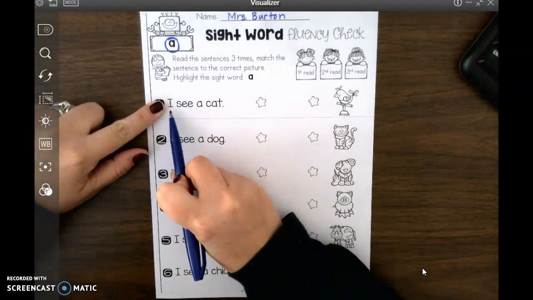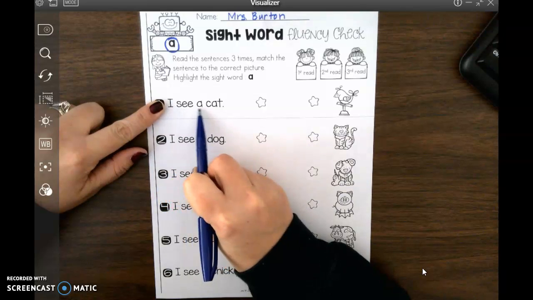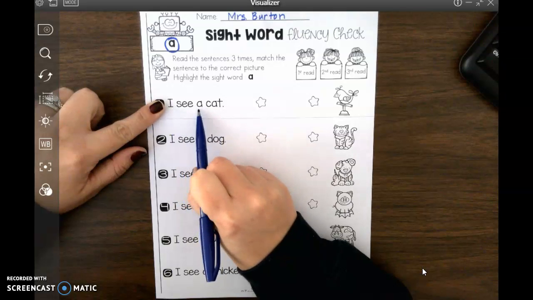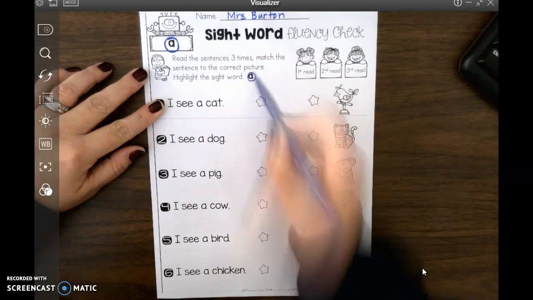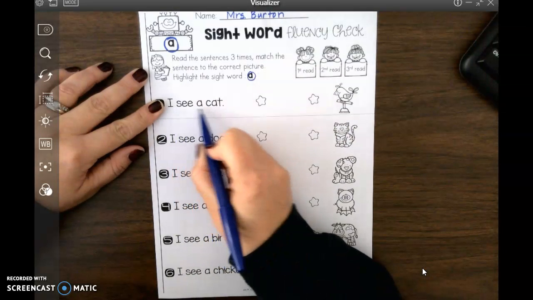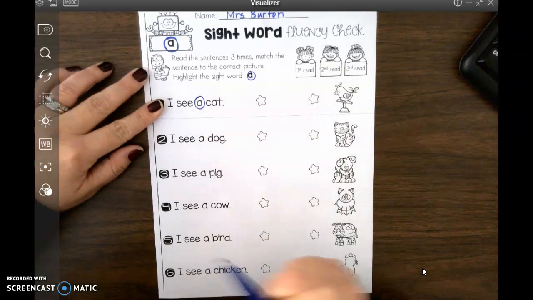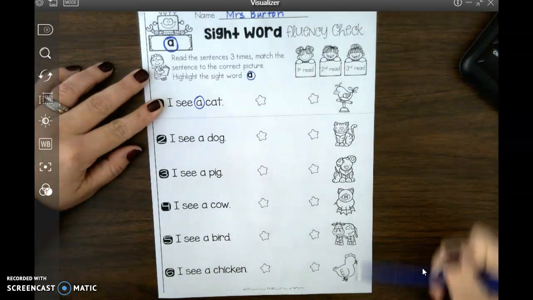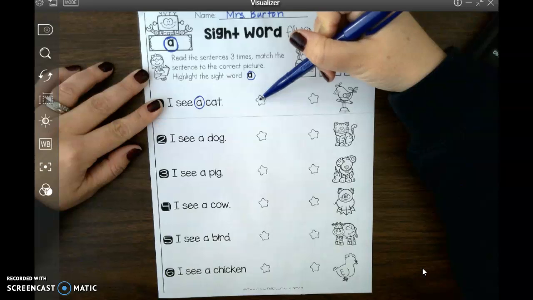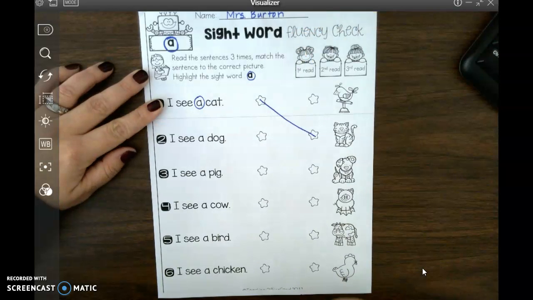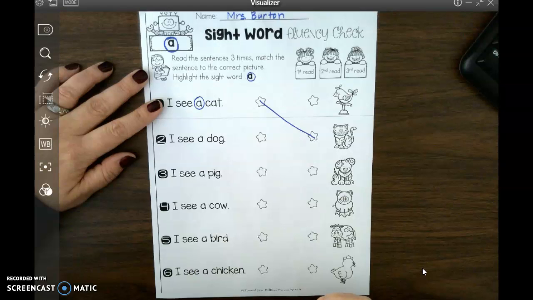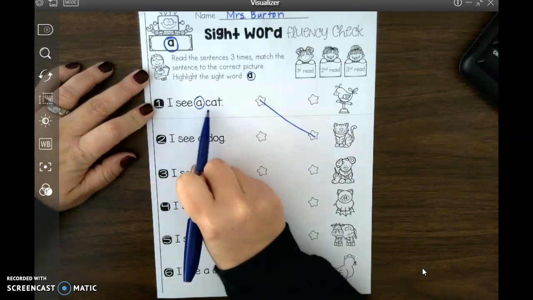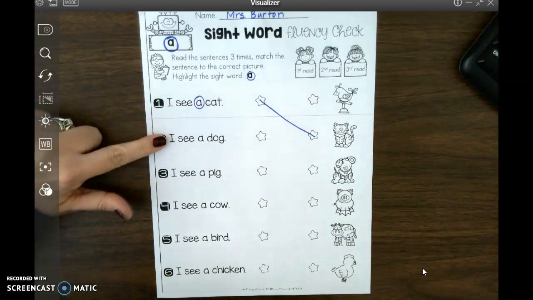Let's read this together. I see a cat. I see a cat. First thing I want you to do is find the word A in that sentence and circle it. See if we can see it. There it is. I see a cat. So let's see if we can find the cat. There he is. So I'm going to draw a line from the star beside the sentence to the star beside the cat. Let's read that sentence one more time. I see a cat.